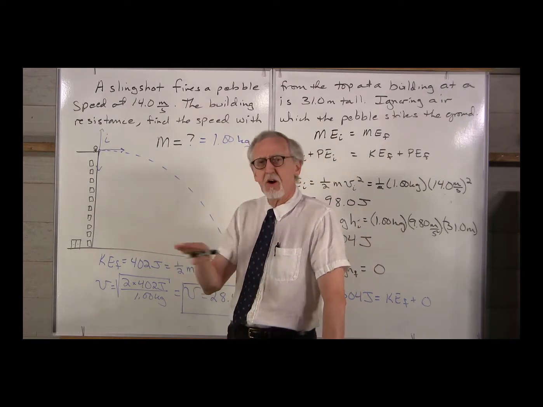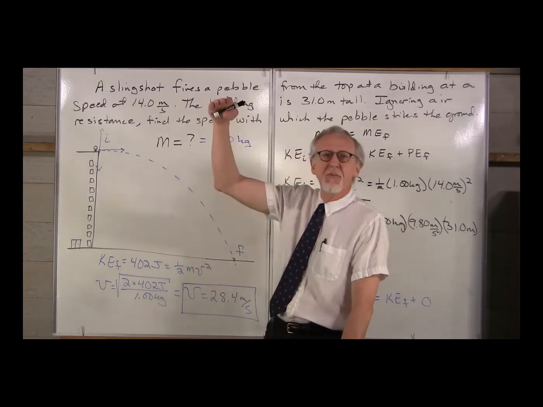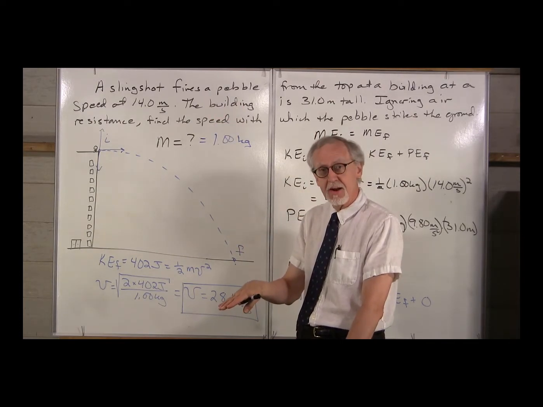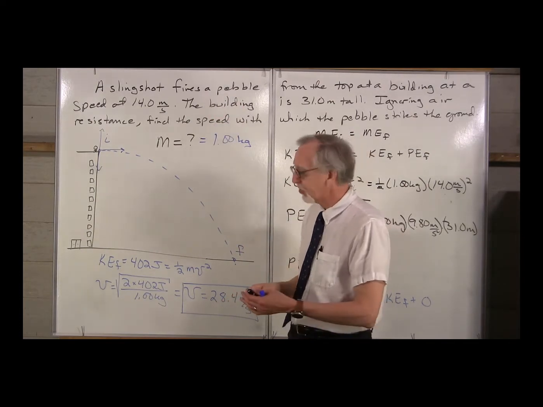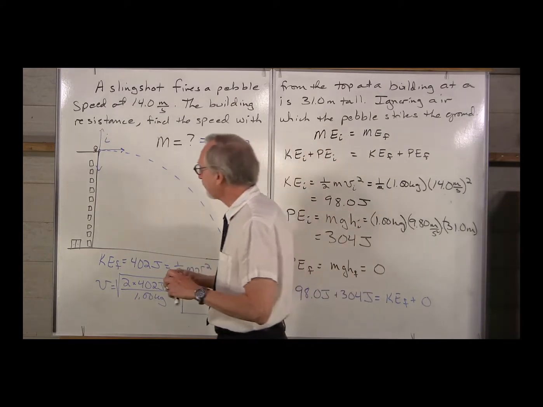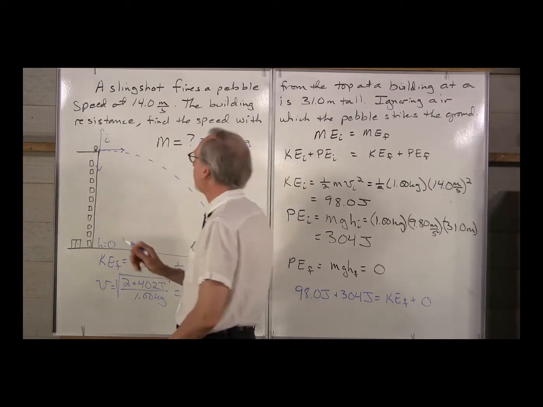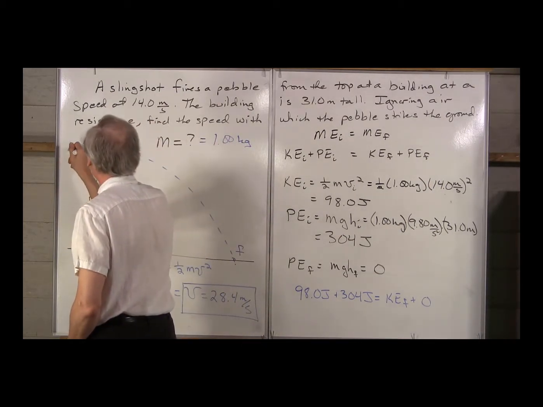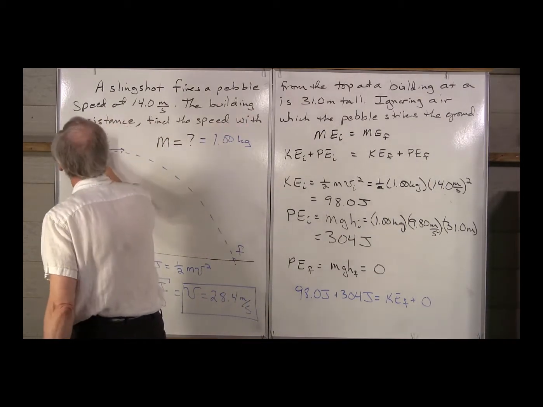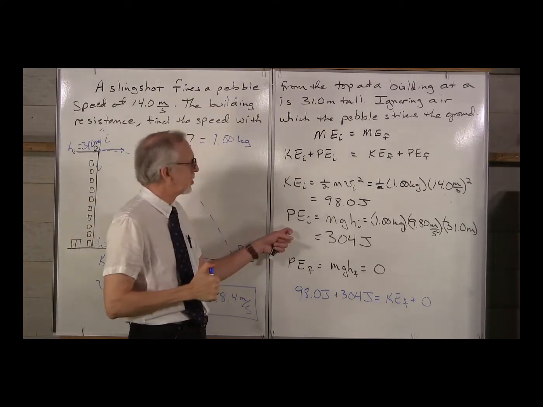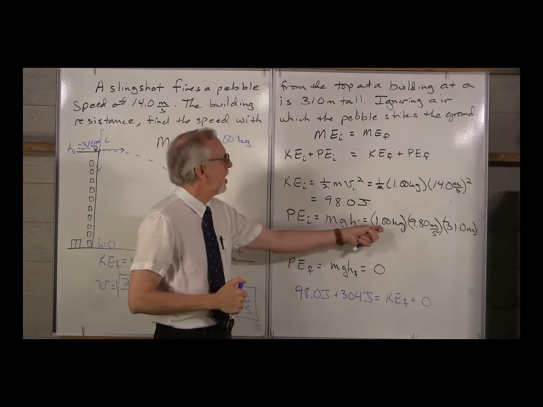Put your zero height at ground level. Anything above ground will be at a positive height. But if you actually happen to have something below ground level, that would be at a negative height. So for our problem, we will define our zero height at ground level, and then our initial height is 31 meters. So we have the initial potential energy, mgh initial.